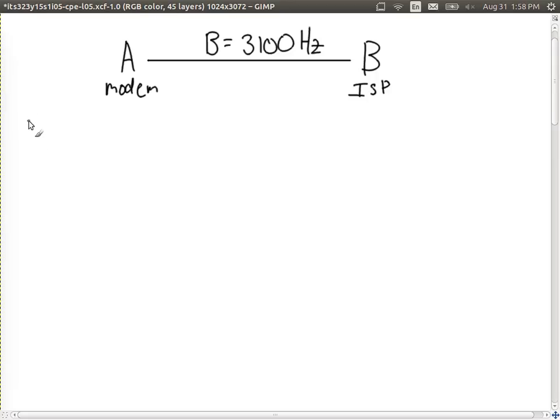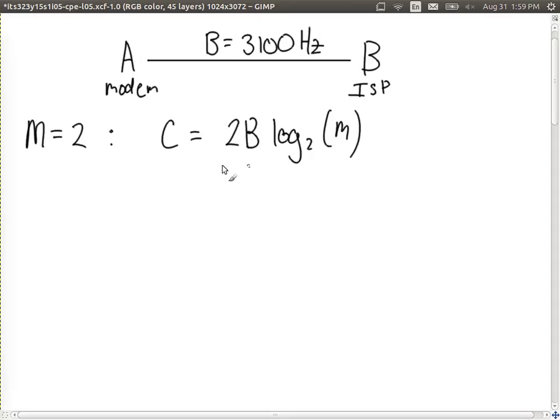Let's assume that we use a signaling technique that gives us just two levels. High for bit 1, low for bit 0, for example, or the opposite. What's the maximum data rate we can achieve using this modem? Well, the Nyquist capacity equation. Just plug in the values. The capacity, the maximum data rate, is 2 times the bandwidth times log base 2 of the number of levels in our signal encoding technique.